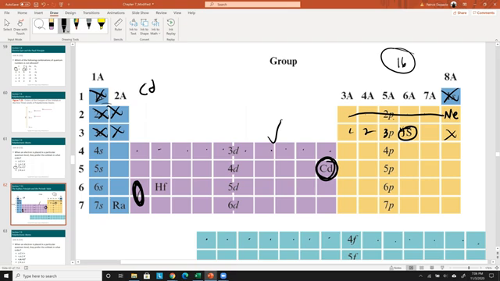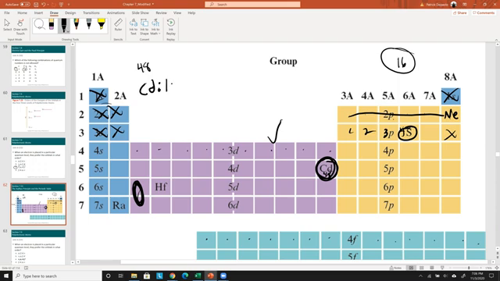Cadmium atomic number, 48. Okay, 48. So we know it has 48 electrons and 48 protons. Let's do the configuration for it. Okay, so we start from the top every time.